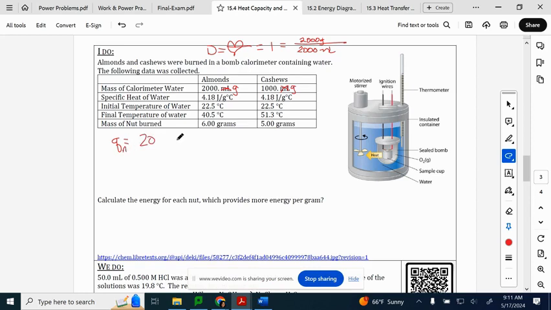So this is for my almonds. So 2,000 grams of water. We're going to multiply it by its specific heat, which is 4.18. And then we need to figure out the change in temperature. So my delta T is going to equal 40.5 minus 22.5, so 18. So that equals 18. Okay. So for my almond, 2,000 times 18 times 4.18, I'm going to end up with 150,480. All right, see if you can do the same thing for the cashew. So QC is going to equal what?